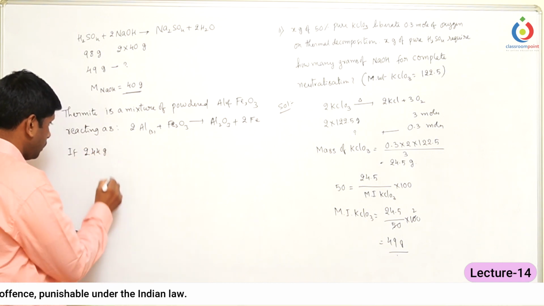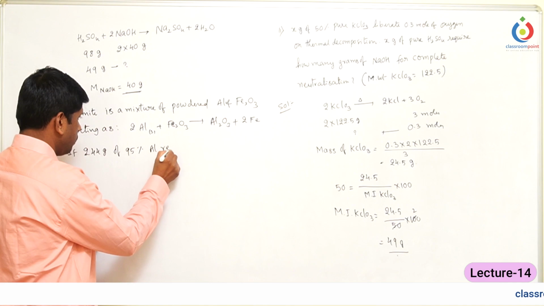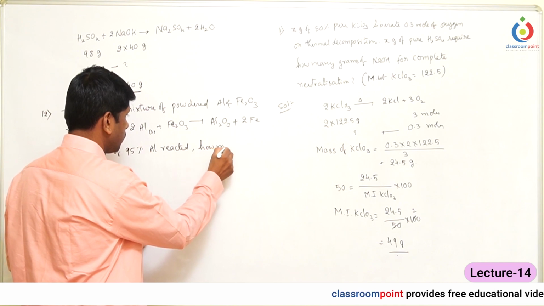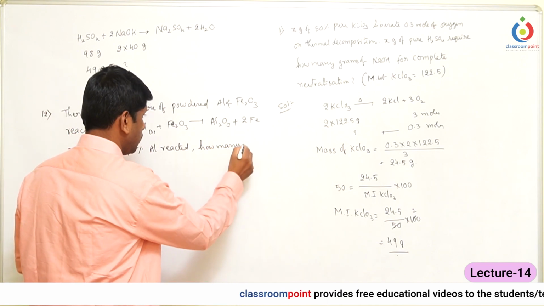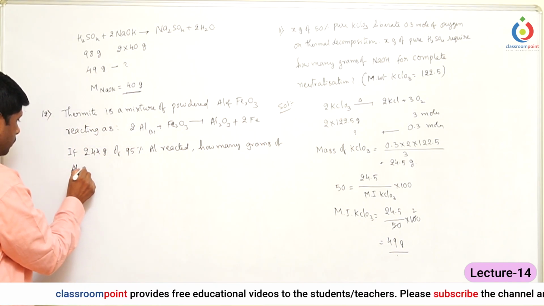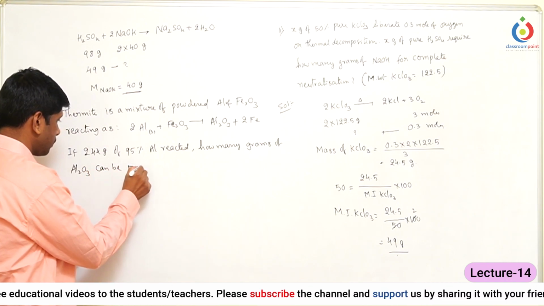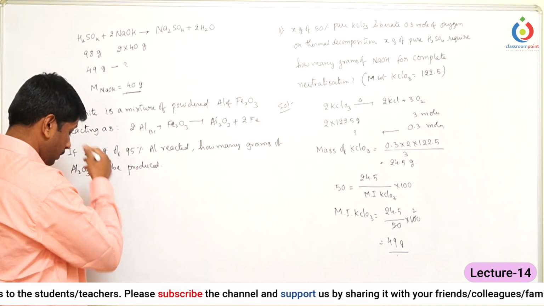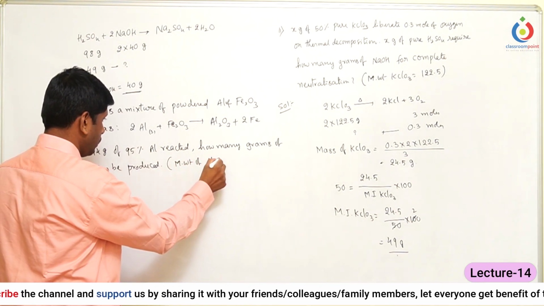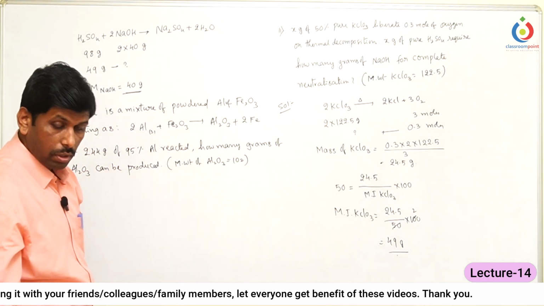The question is, if 2.44 grams of 95% aluminum reacted, how many grams of Al2O3 can be produced? So here molecular mass of Al2O3 is given as 102. So let us try to solve this question now.